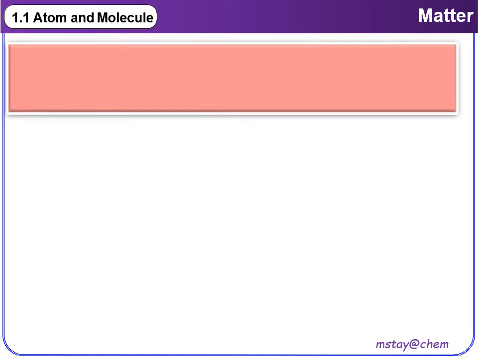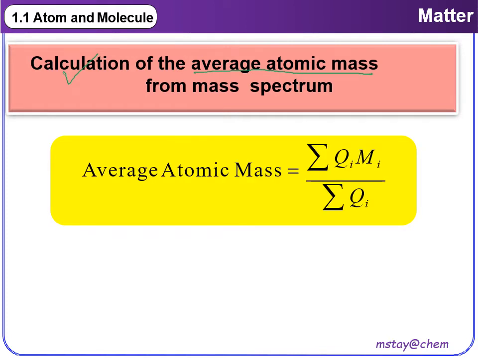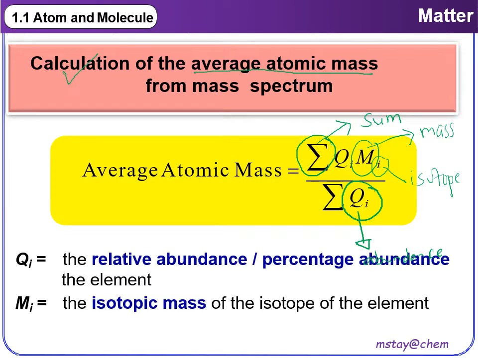After knowing how to interpret the mass spectrum, we now continue with the calculation of average atomic mass. This is the formula that you should remember. This symbol represents the sum or the total. This Q represents abundance, while the M represents the mass. And the small i here represents the isotope. For me, I remember this formula like this: the sum of QiMi over the sum of Qi.